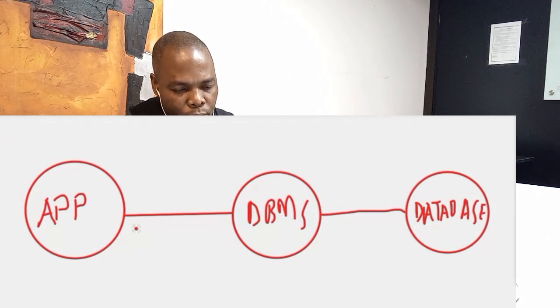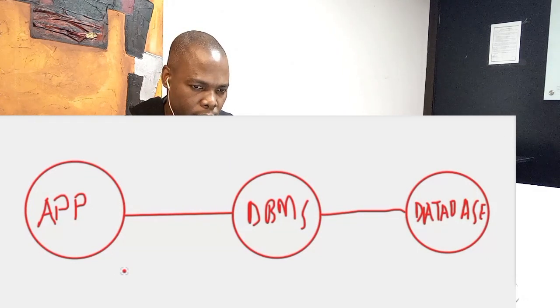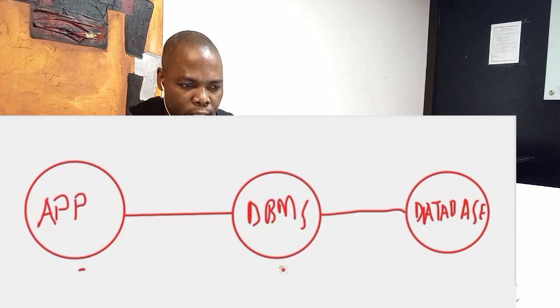I just drew these things on the board. I have the app, which is application, and now I have the DBMS, which is database management system, and I have the database. Now, this is what I was saying when I said it's similar to the body, the soul, and the spirit. So this one being the body, while this one being the soul, and this one being the spirit.